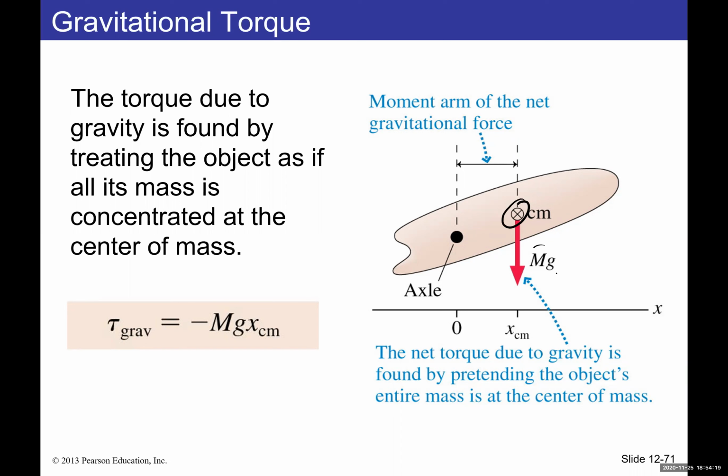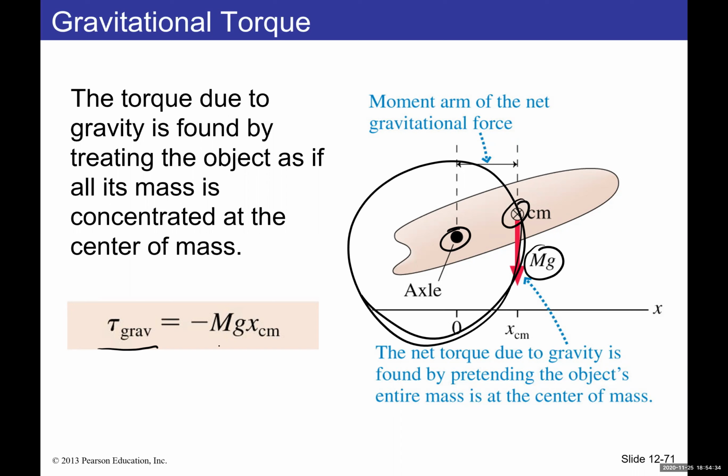So gravity is a force equal to the total mass times g, mg, acting on it to make it rotate. If this is the axis of rotation, it's going to start rotating with respect to that axle like this. And the torque due to gravity is mg times x. Mg is its magnitude, x is the center of mass distance, and it's negative because it's a clockwise rotation.